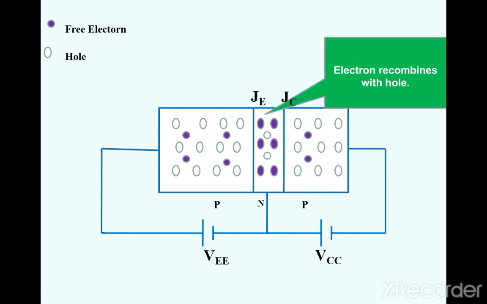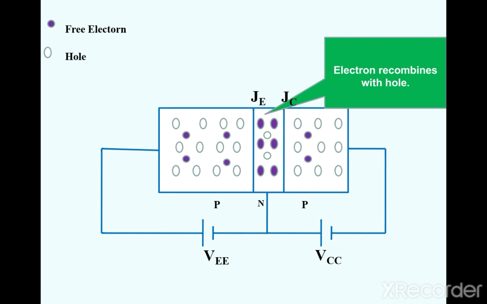So when we connect the transistor in active operation, that means for active operation, emitter and base are connected in forward biased mode, and base and collector are connected in reverse biased mode. So emitter and base are connected in forward biased mode, base and collector in reverse biased mode. So our transistor is PNP type.